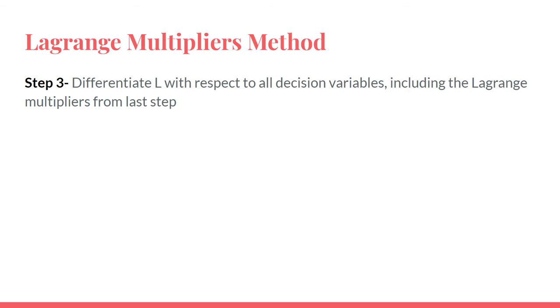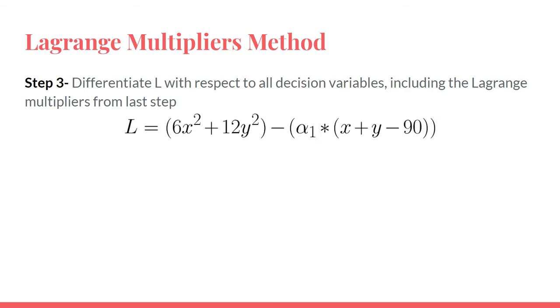On step 3, we will differentiate L with respect to all decision variables, including the Lagrange multiplier from step 2. So, just for you to remember, this is the L function that we obtained from step 2. We will start by differentiating L with respect to x. The terms in L that have x are 6x squared from the objective function and minus alpha 1 times x from the constraint. By differentiating L with respect to x, we have that L sub x is equal to 12x minus alpha 1.